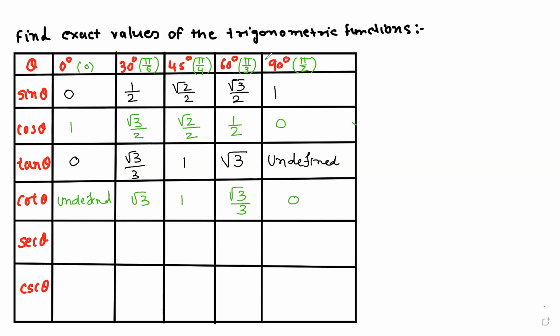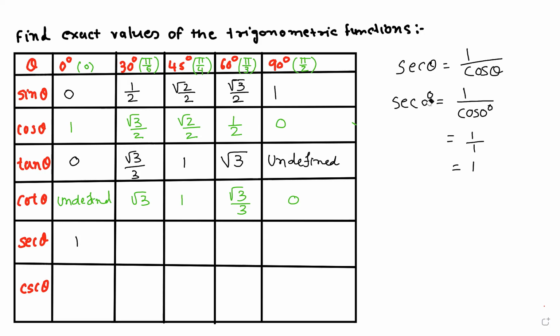Next one is secant theta. Secant theta is the reciprocal of cosine theta. So we can write secant theta equals 1 over cosine theta. So to find secant 0 degrees, we can write 1 over cosine 0 degrees, which is 1 over 1. The answer is 1. So that value is 1.